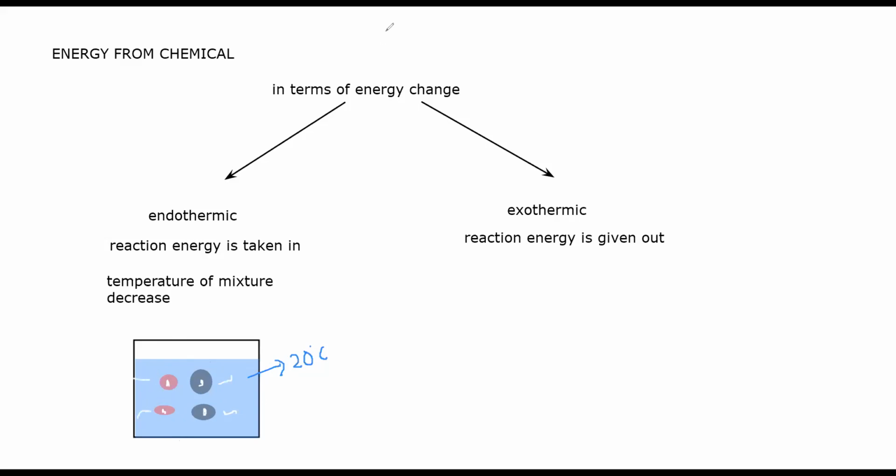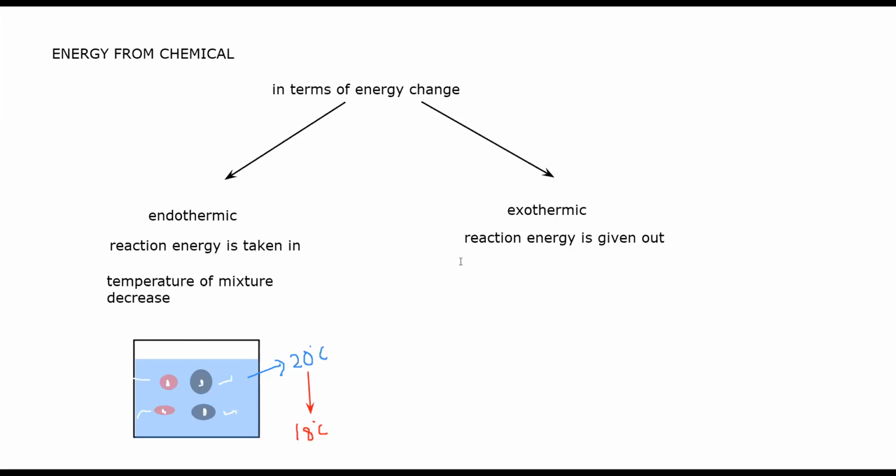As the particles absorb energy from the liquid, what will happen? The temperature of the liquid will decrease. So if the temperature of a substance decreases, it means the reaction is endothermic. Why does the temperature decrease? Because energy of the mixture, the solvent or the surroundings is taken by the reactant particles. So they take energy, and we are measuring the temperature of the surroundings, which is decreasing.